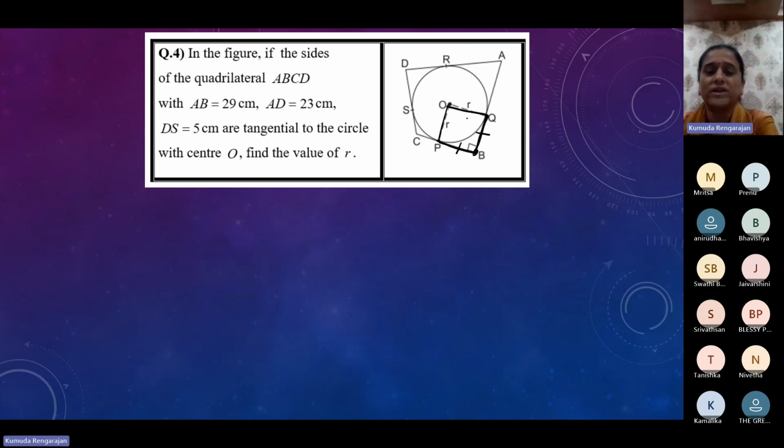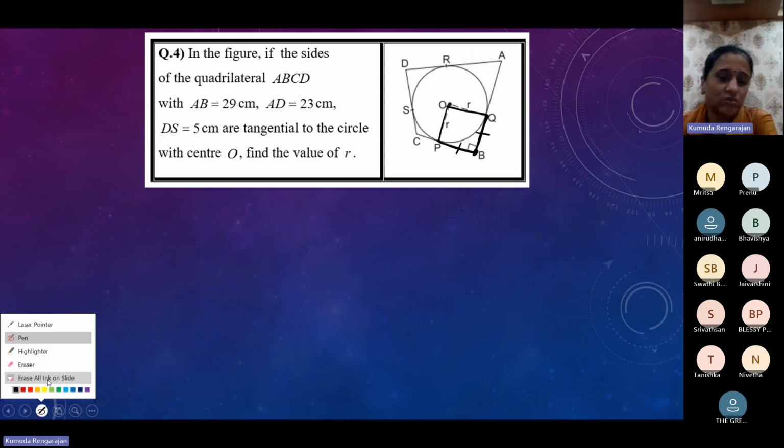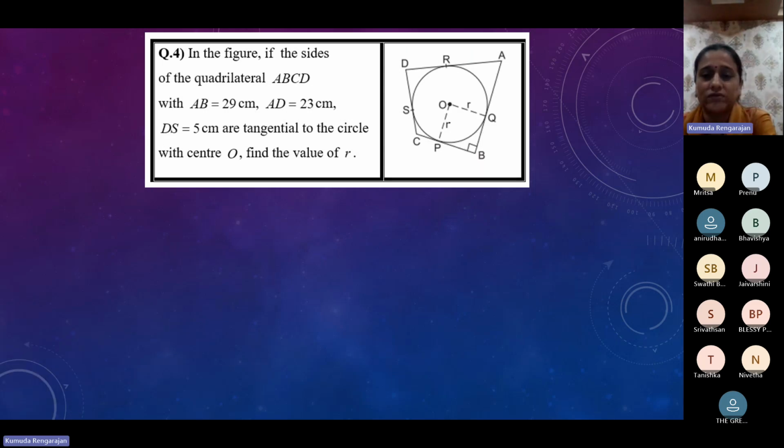OPBQ is a square. Now that it's a square, all the sides are equal. So if this is the radius, this cannot be the radius, but the value is equal to the radius. BQ is not the radius, but the length of BQ is equal to the value of the radius. BP also is equal to R.